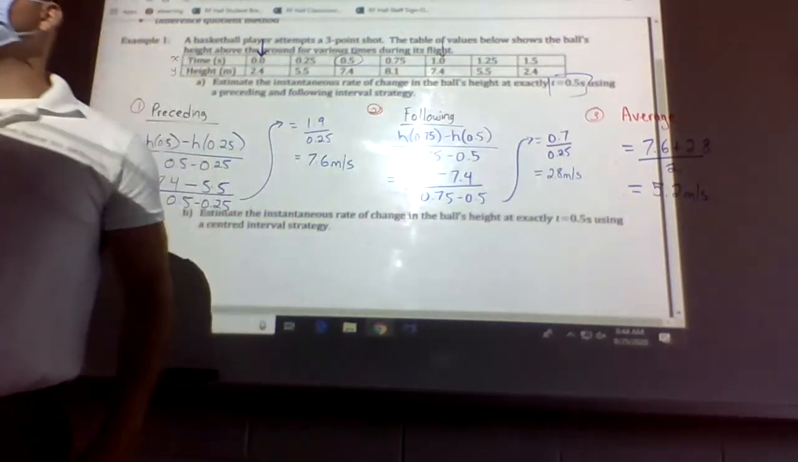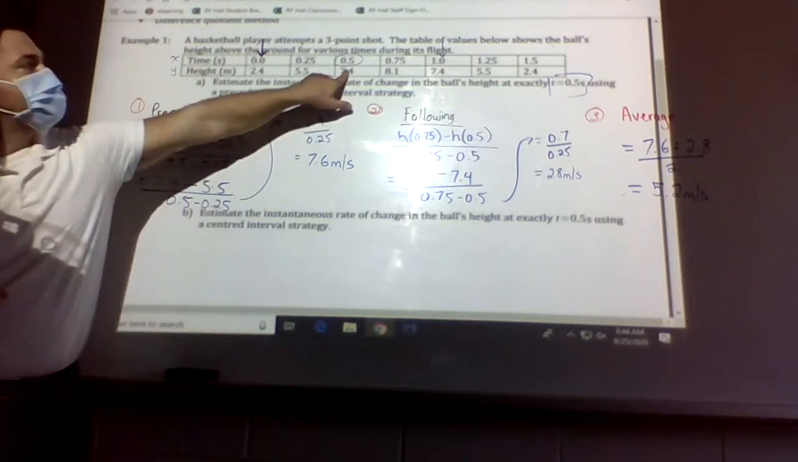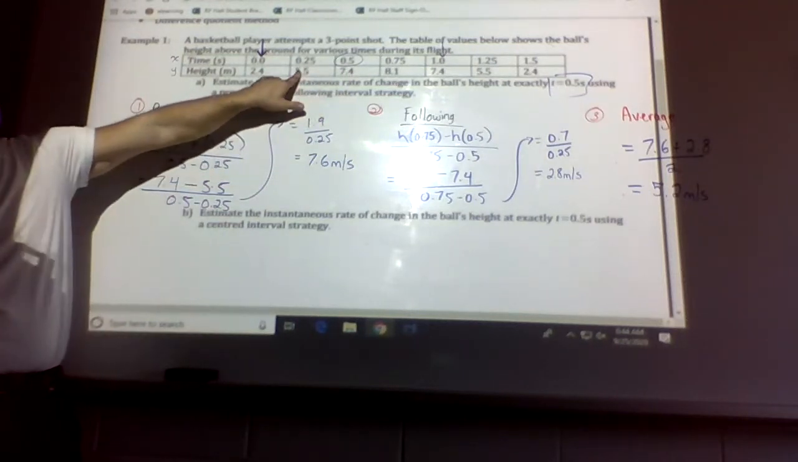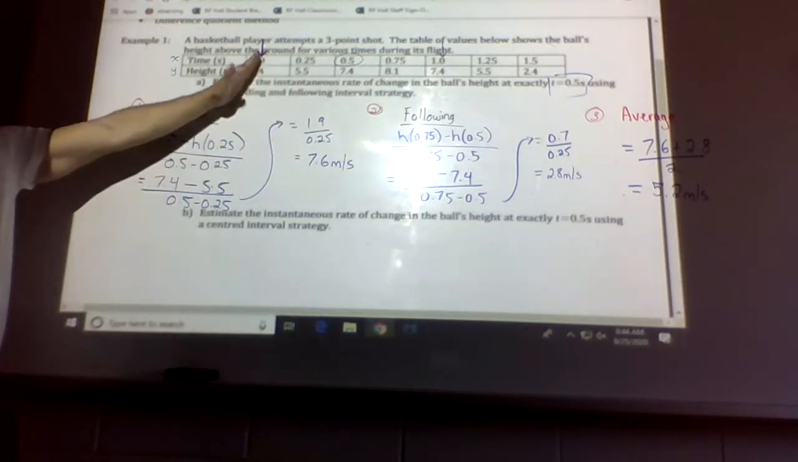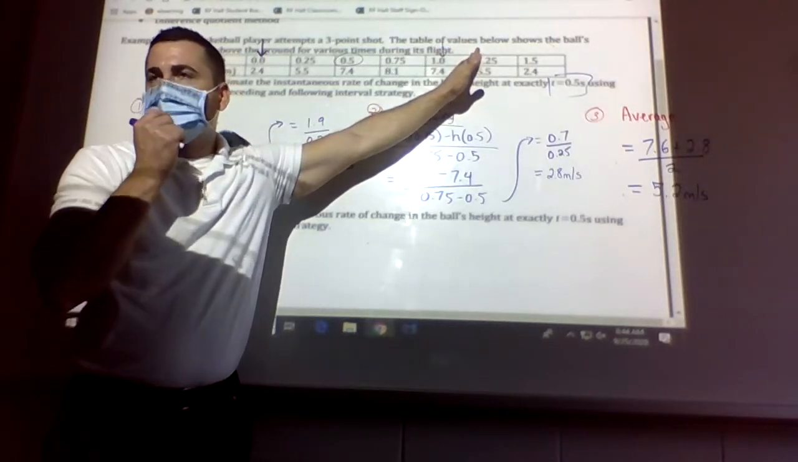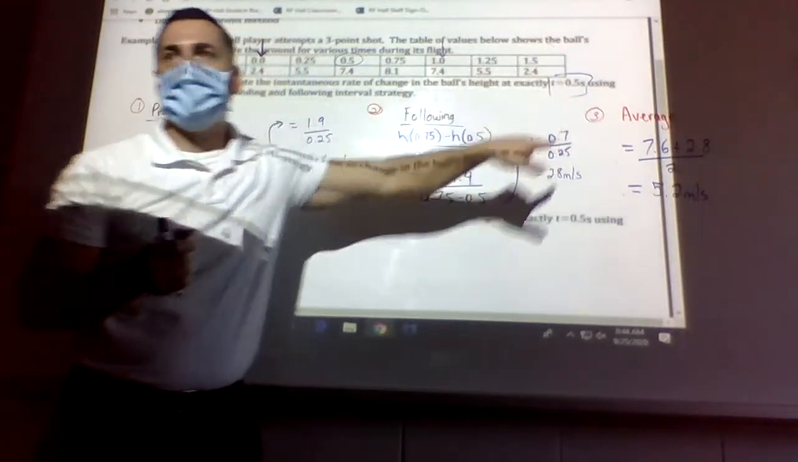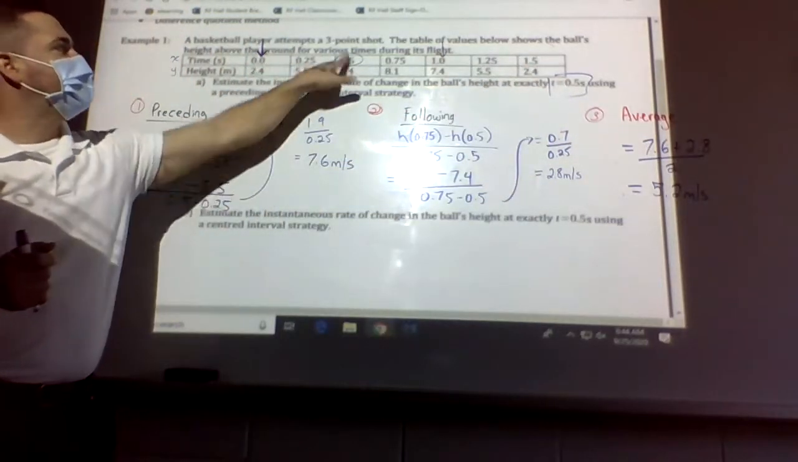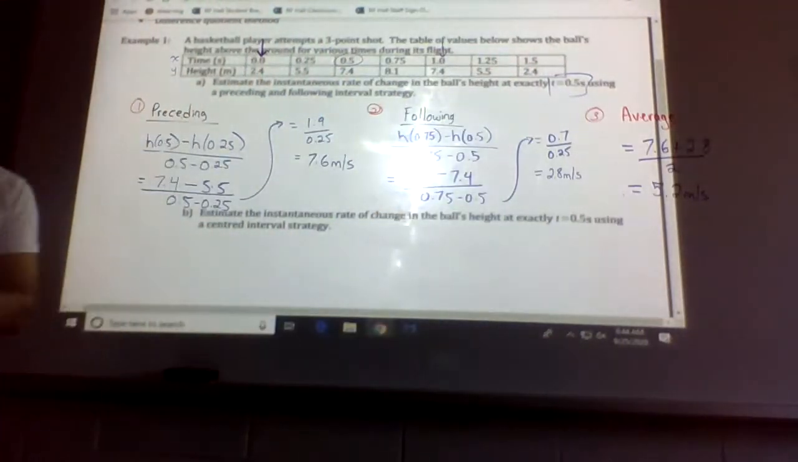So your interval has to be the same. If I use a quarter before, then I can use a quarter after. If I use half a second before, then I have to use half a second after. That's a must. You can't use this one and then use, I don't know, 1.5, because your interval is half a second here, whereas that one would be a full second. So make sure your interval is the same on both sides.